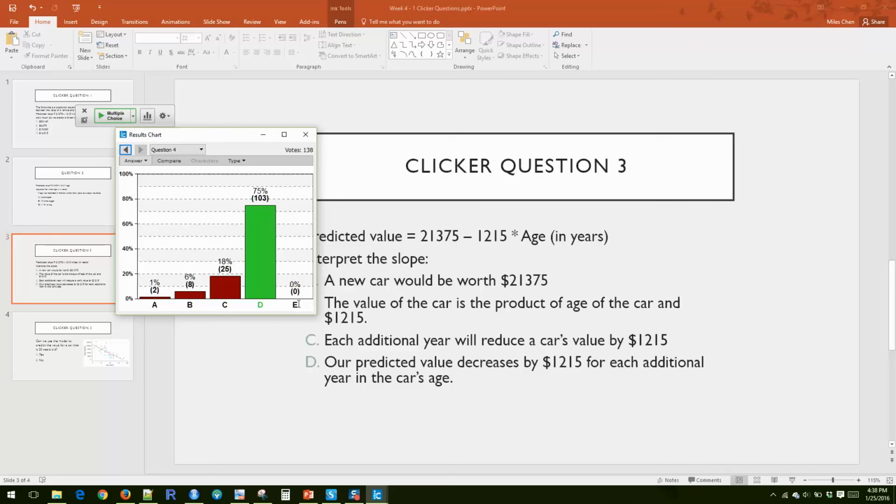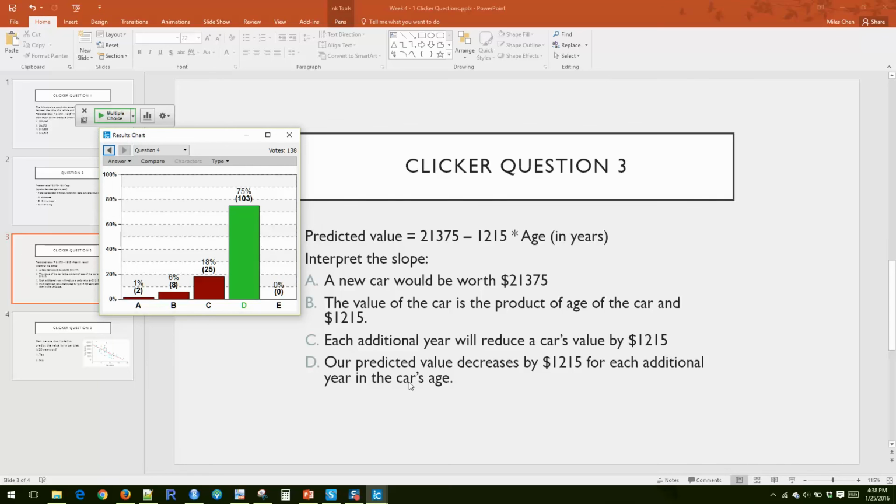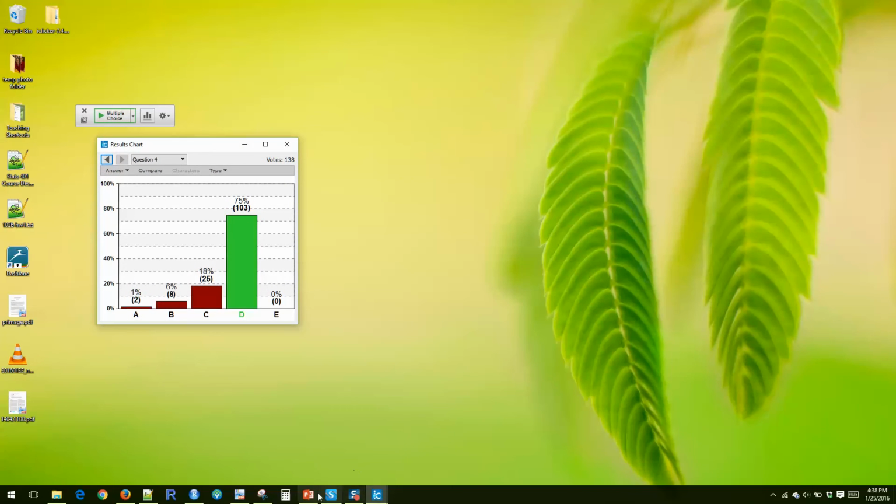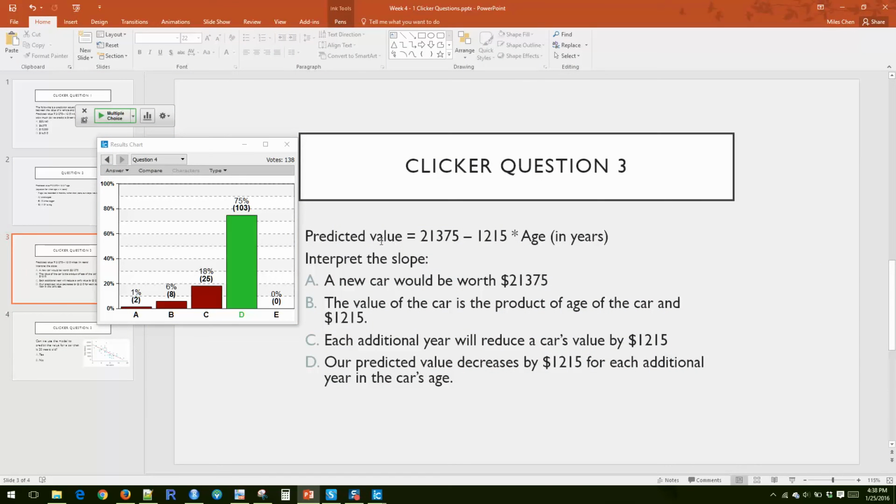Okay? So what's the difference between these? The key is our regression equation is an equation for our prediction, our predicted value. And so adding 1 to x, increasing the age for each additional year in the car's age, that changes our predicted value by negative 1215, which is our slope. Our slope is minus 1215, so adding 1 to the age changes that by negative 1215. So our predicted value does decrease by 1215 for each additional year in the car's age.